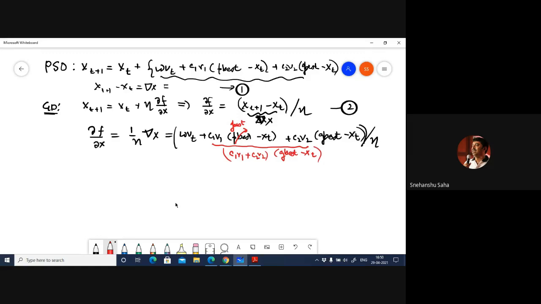What else? Just for mathematical equivalence or for convenience, I can assume that this learning rate eta is nothing but the inertia term. It doesn't really matter. Even if you don't do it, nothing will change.